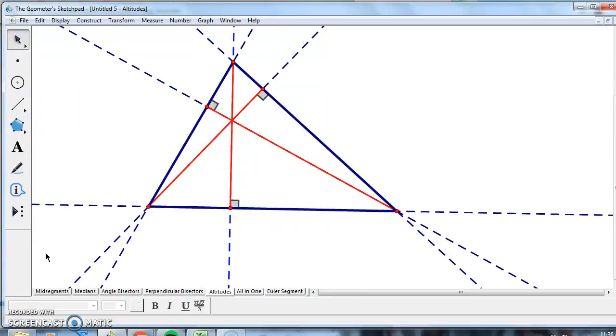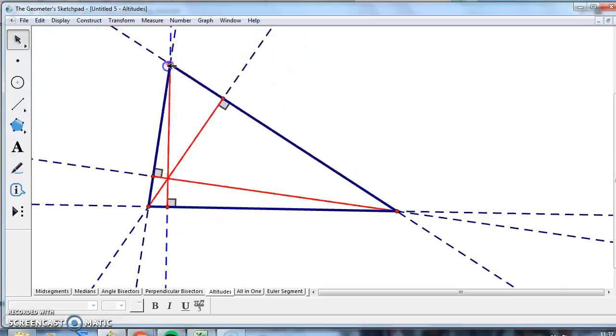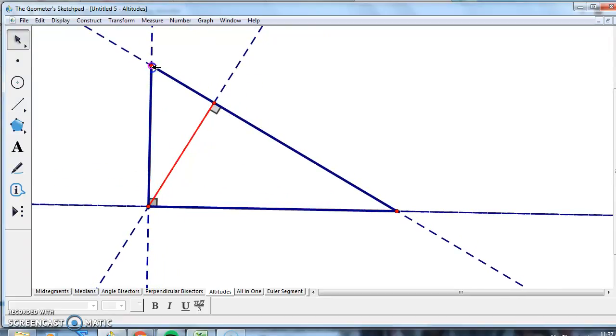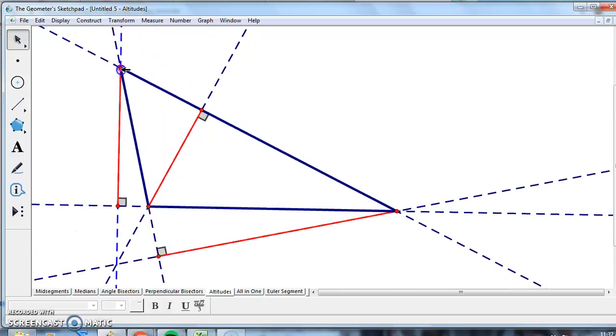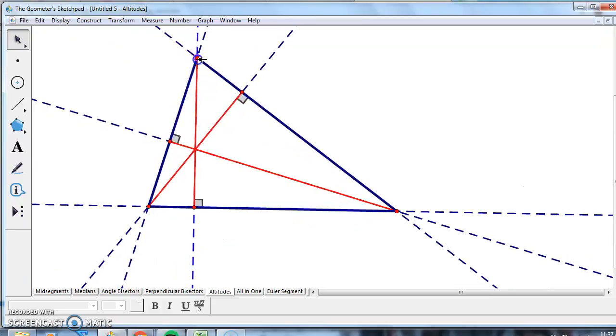The next thing we're going to talk about are the altitudes of a triangle. The definition of an altitude is it goes from a vertex and is perpendicular to the opposite side. So in this one, I've already got it constructed. I've got the three altitudes in red. One of the things that's interesting about the altitudes is that when I make it a right triangle, you can see that the altitudes are actually the two legs of the right triangle. And then when I make it obtuse, you can see that the altitudes actually go outside of the triangle. In a normal acute triangle, they're all going to be on the inside. Either way, all three of them intersect at a point that's called the orthocenter.